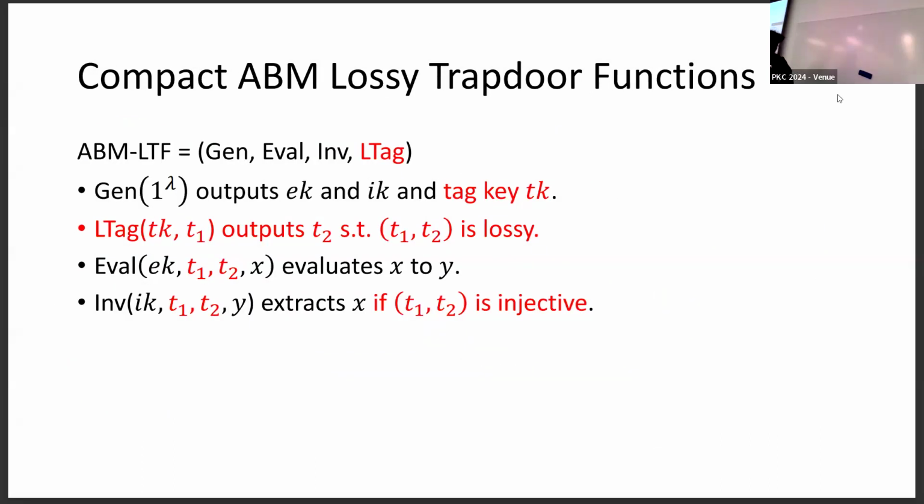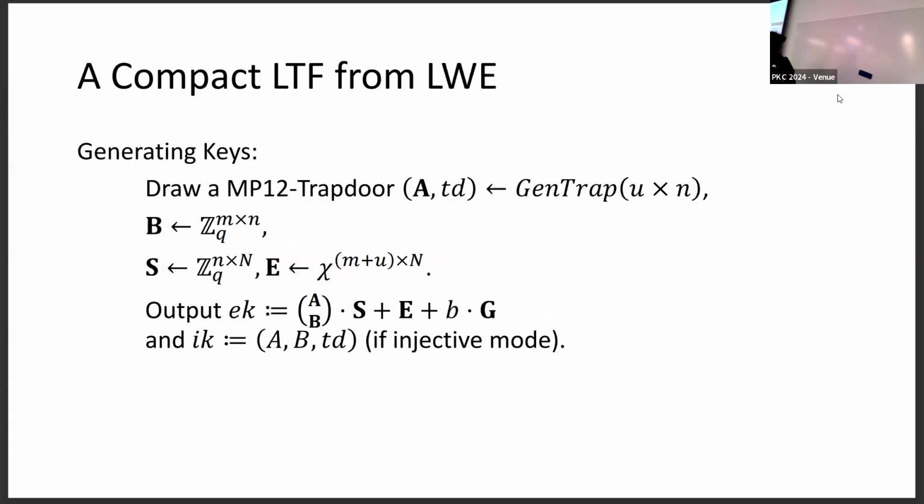Here you have a formula with the difference outlined in red. Don't think too much about it. Okay, let me show you how we construct this thing. This was our construction of compact LTFs. And I claim all my lossy trapdoor functions follow similarly. It's basically the same, slightly more important.